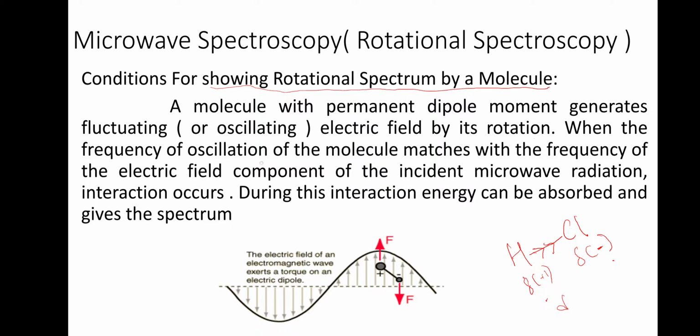When the frequency of oscillation of the molecule matches with the frequency of the electric field component of the incident radiation. So this molecule keeps rotating, and its dipole moment has an electric field. The electromagnetic radiation we send, when it interacts with the molecule, also has both electric and magnetic fields. When this electric field comes with the same frequency as the molecule's electric field, they try to interact, and the molecule in the ground state will try to go to an excited rotational energy level.